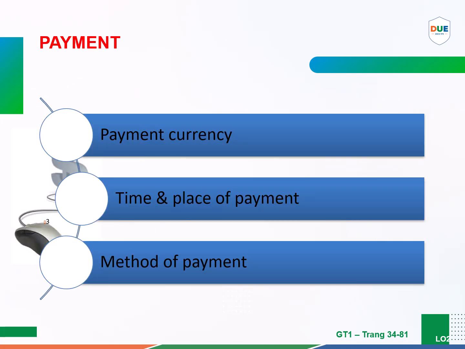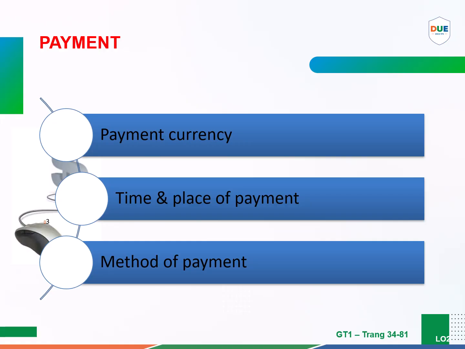Now we move to another important part of an international sales contract, payment terms. When drafting payment terms, the parties should clearly agree on three main issues. First, the payment currency. The contract must specify the currency in which payment will be made, such as US dollars, euros, or Vietnamese dong. The parties should also consider exchange rate risk, especially when the contract currency is different from the currencies used by the buyer and the seller.